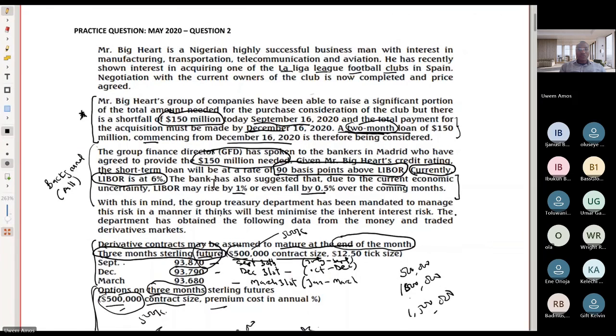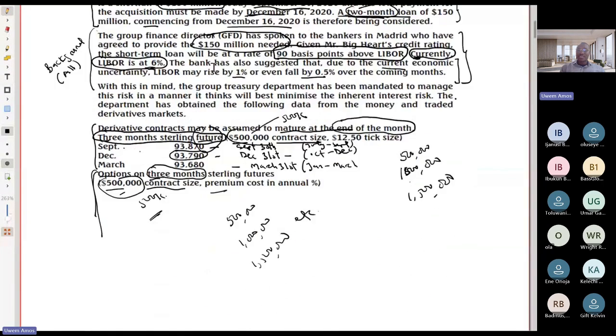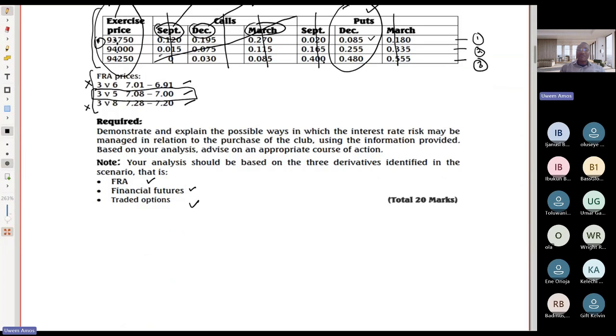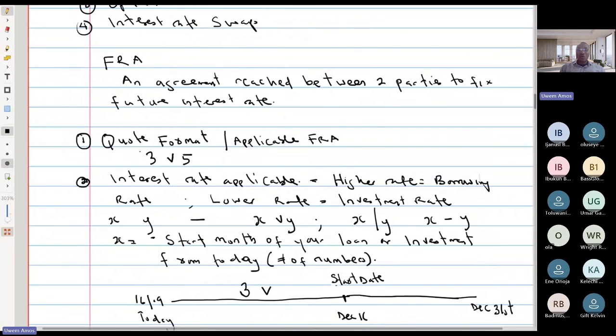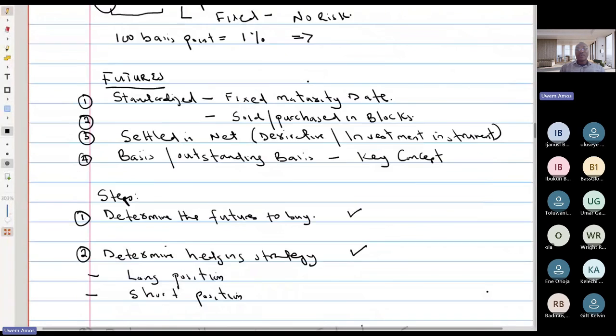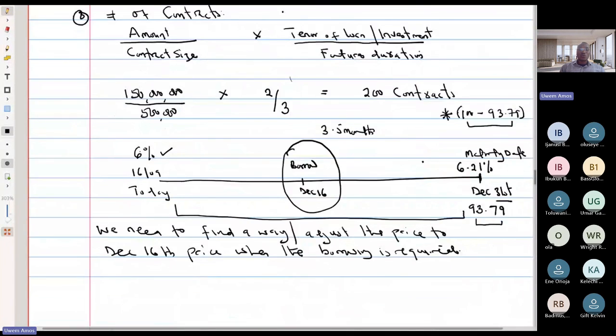Okay. So the question says somewhere here, I don't want to read the entire question because we read it before, but I'm just going to highlight what it said. It said currently LIBOR is at 6%. So if we look at those three options we have in the market, do we have any that gives us an exercise price of 6% on the dot? If we do, then we have a choice to select that as the option for Mr. Bigheart to go for.